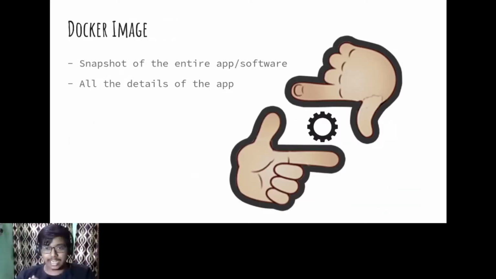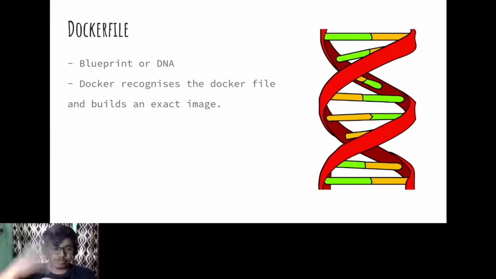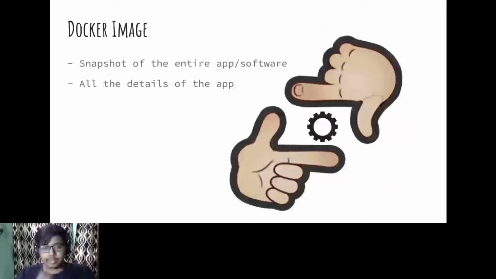Now understand this. The Dockerfile is like a blueprint, like a DNA, and it has all the important steps I need to create an image. But when I started out, I found it difficult to differentiate between a container and an image. It will get clearer as we do the lab.